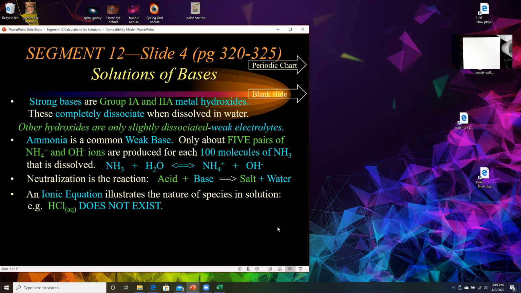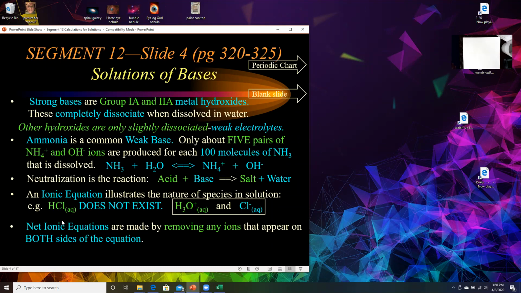Now, you don't write HCl aqueous. Why? Because it's not there. It doesn't exist. It's going to be H3O+ and Cl- aqueous. So you would not show HCl stuck together in an equation unless you're talking about just a molecular equation. The ionic equation is going to have every HCl molecule broken apart into these two pieces.